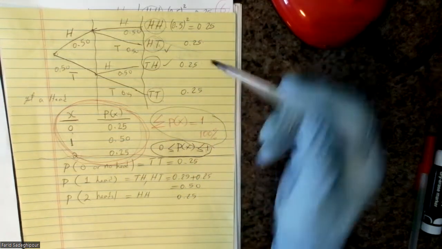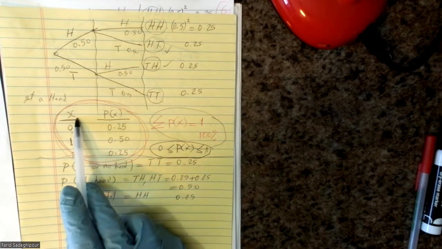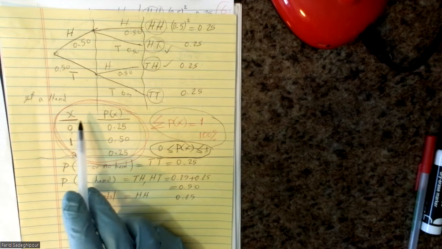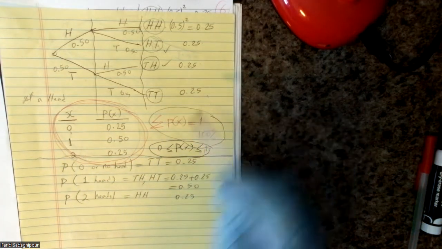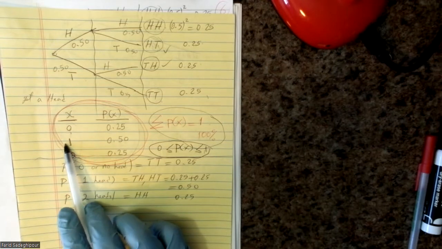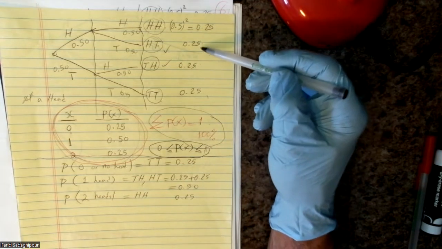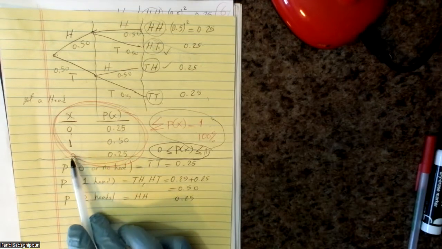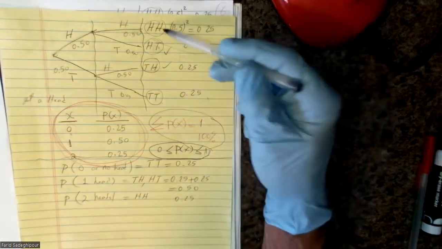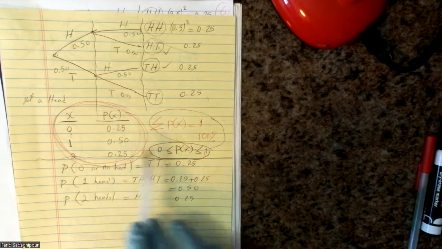Now, based on this, how do I create my distribution table? X, what's the probability of, let's say, no heads? In that case, no heads means both tails, 0.25. What's the probability of getting one head only? These two both have one head, so it would be 0.25 plus 0.25, which is 0.5. What's the probability of getting two heads? 0.25. The sum of the probabilities, the sum of P(x), always has to be 1.